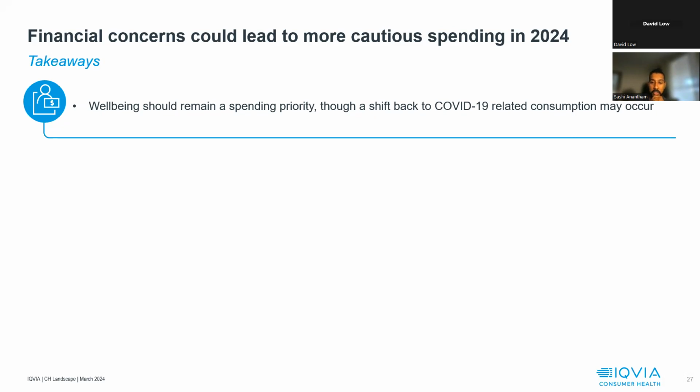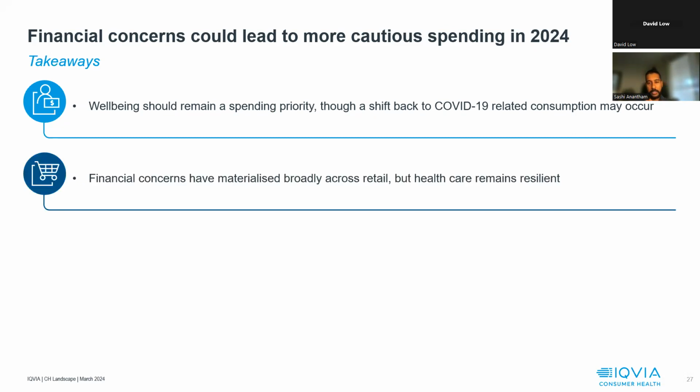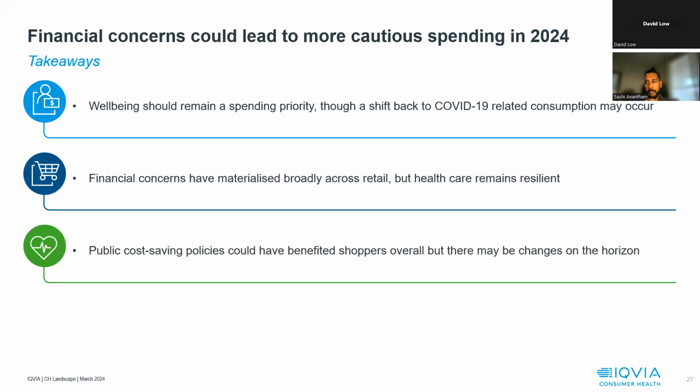We also may see more of a shift back to COVID-based consumption, simply because we're expecting to see more COVID and, of course, upper respiratory tract infections over the course of 2024. Financial concerns have certainly materialized across retail, as per what I showed you with the total retail number, but healthcare remains resilient. Now, the public cost-saving policies, whether they be 60-day dispense, whether they be the copay, or whether they be even the safety net reduction, have certainly benefited shoppers overall, but there may be more changes on the horizon in terms of how pharmacies react to this because of revenue shortfalls.